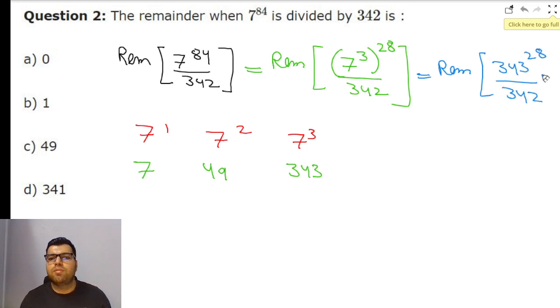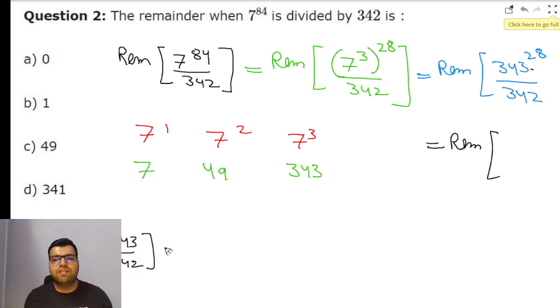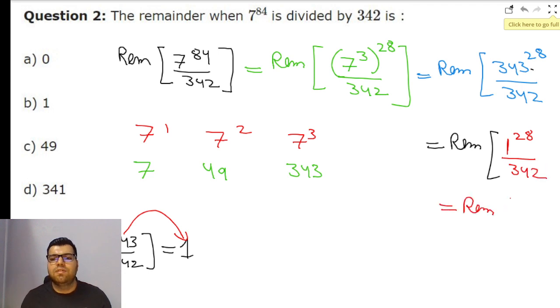Till now I have applied no property, but now I will apply that property, that I will replace the number 343 since I know remainder of 343 with 342 is equal to 1. I'm writing it, otherwise you can do it in your mind also. So I am simply replacing 343 with 1. This is 1 raised to power 28 by 342. So this becomes remainder of 1 with 342, which is nothing but 1. So this is equal to 1.